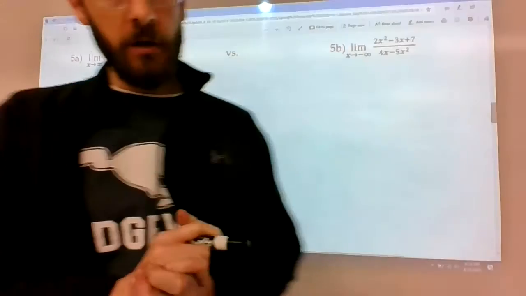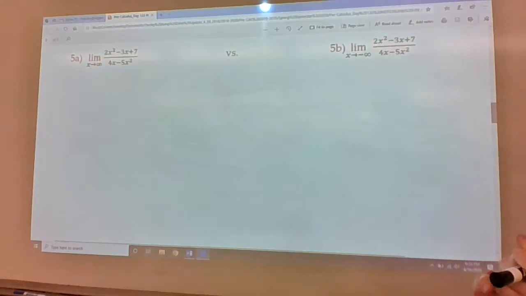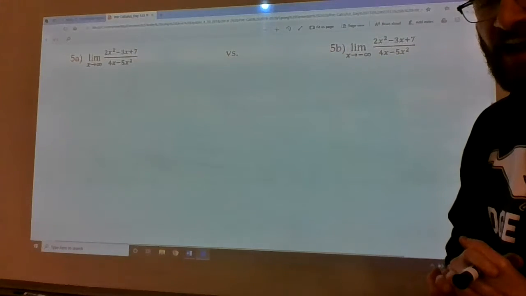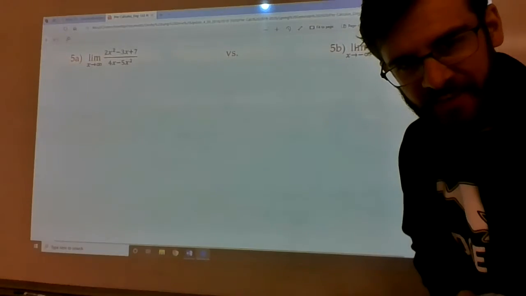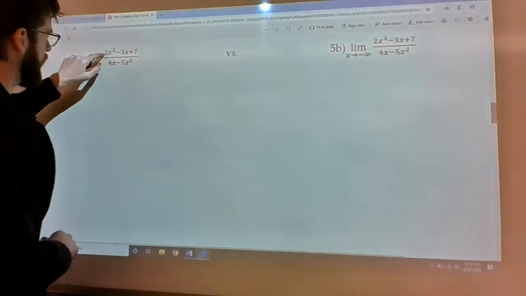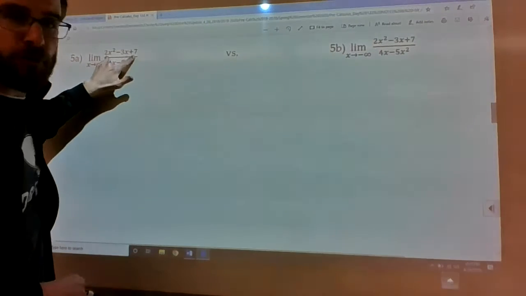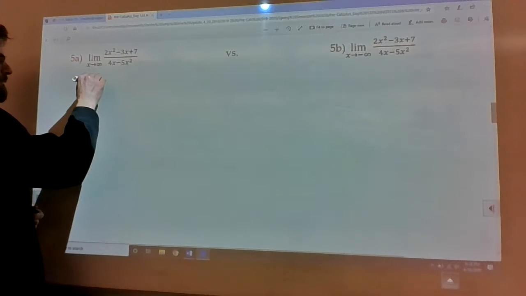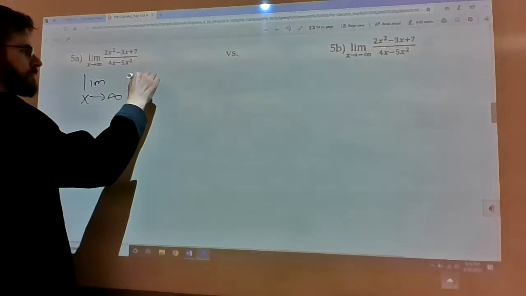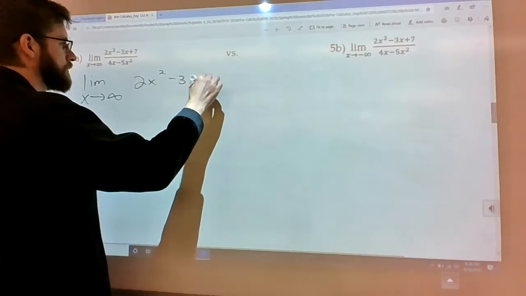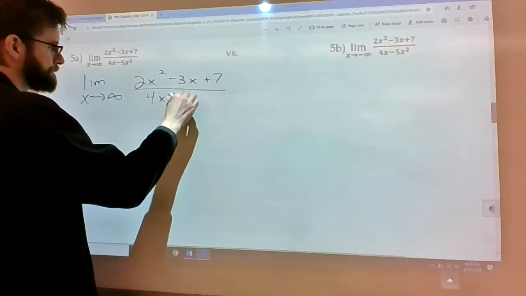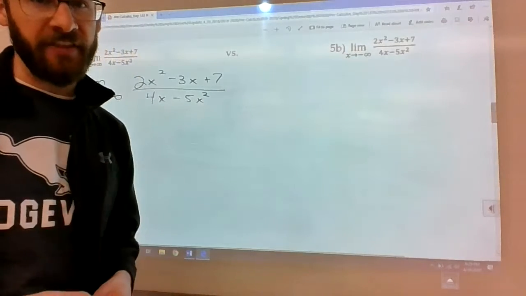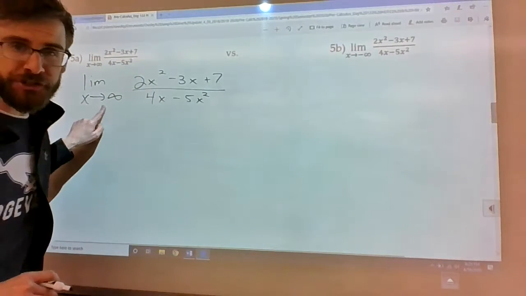What do we do when we've got fractions that don't seem to have any discernible factoring in them? What I mean by that is 2x squared minus 3x plus 7, if you really analyze that, it is not factorable. At the bottom, you can take out an x, but it doesn't cancel with anything on top. And you've got a limit approaching infinity.